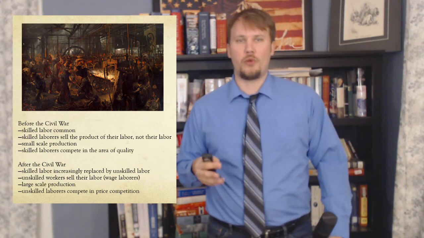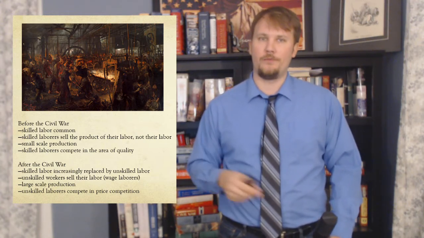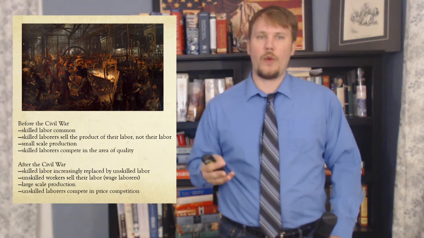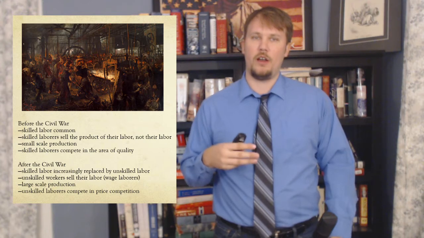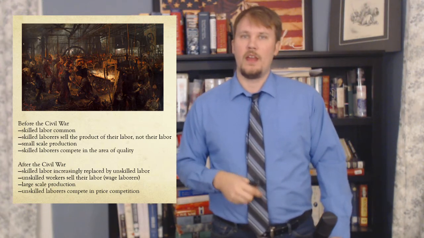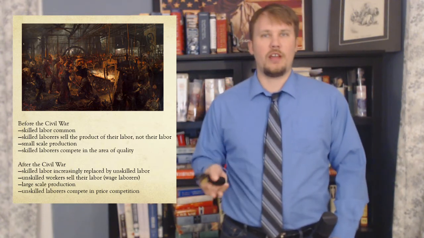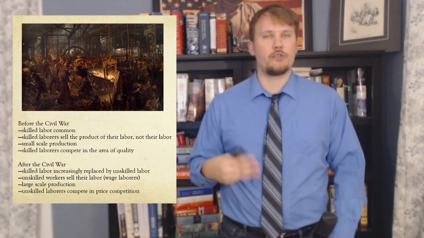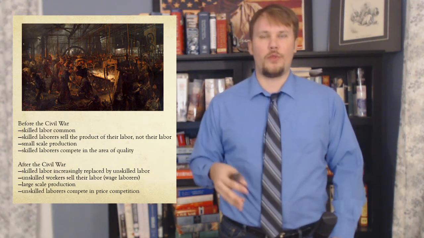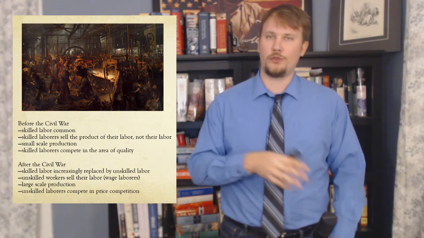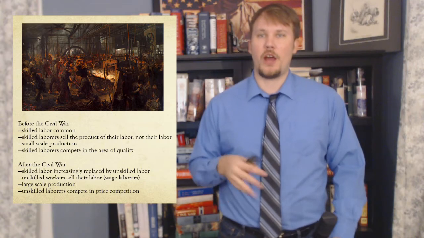When you sell a product of your labor, it usually means you're a skilled worker who creates something valuable with your skill. When you are a wage laborer, you still create something valuable, but you're selling your time, not what your skills produce. Now, before the Civil War, skilled labor was common, meaning a skilled worker made your shoes or chairs or other manufactured goods that you used in your household. They tended to make the whole thing from start to finish, so they would build the whole shoe or the whole table. Skilled workers sold the product of their labor, not their labor.